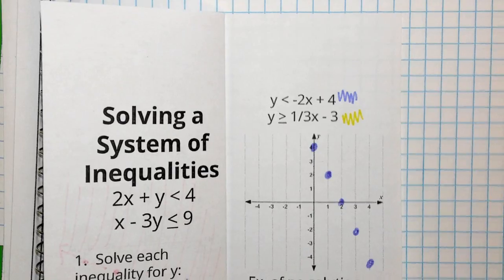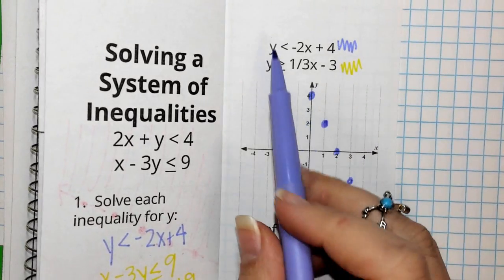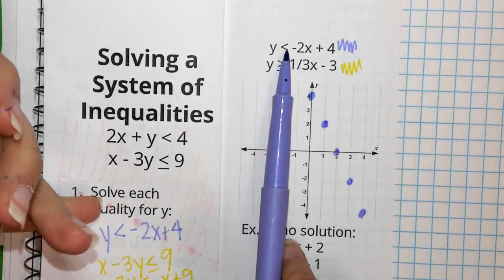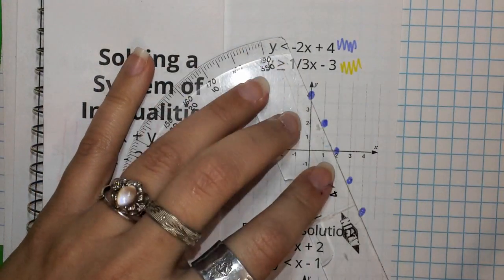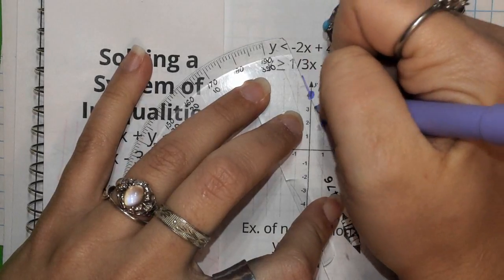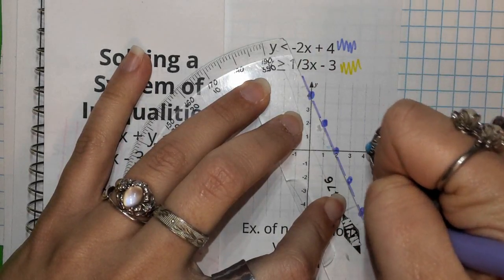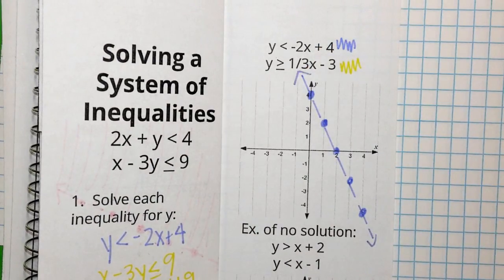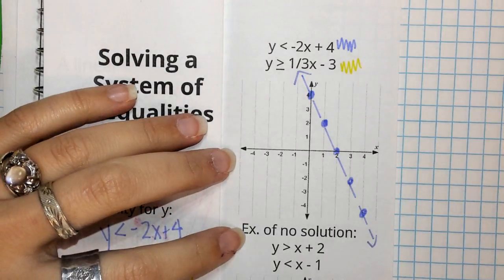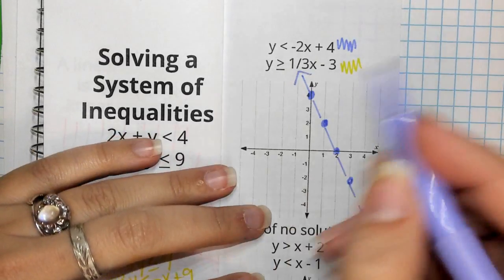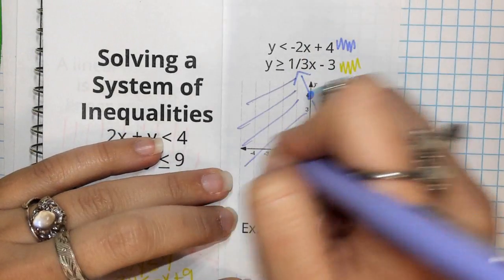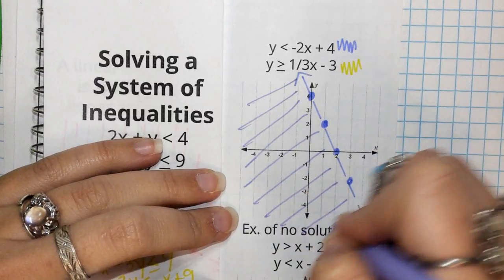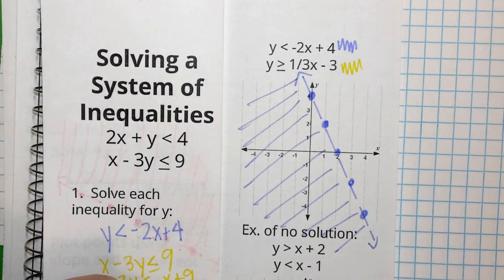This is a dotted line. Why is this one dotted? Because it doesn't have the solid line under it. Am I going to shade above or below? Below, because it's less than. Now, please make sure that you shade lightly, and you need two different colors because we're shading two different lines. So you see I'm just putting lines right here? Yes, ma'am. So do that.